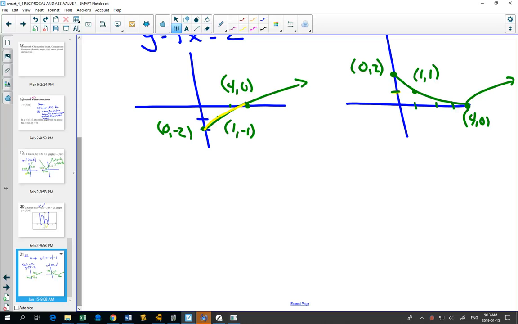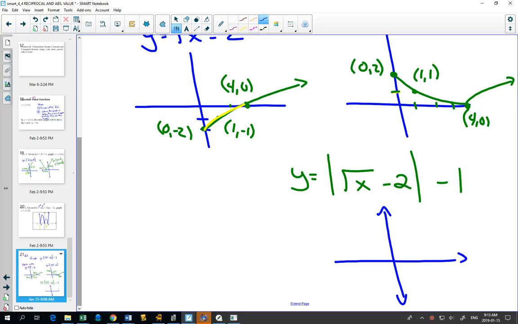And now we can do the final graph, the absolute value of the square root of x minus 2, which is that graph, minus 1, which would shift it down 1. So we can take all the points that we have. 0, 2 shifted down 1 would become 0, 1. 1, 1 shifted down would become 1, 0. And 4, 0 shifted down would become 4, negative 1. It still has that weird bounce at that point. And this would be our final graph.